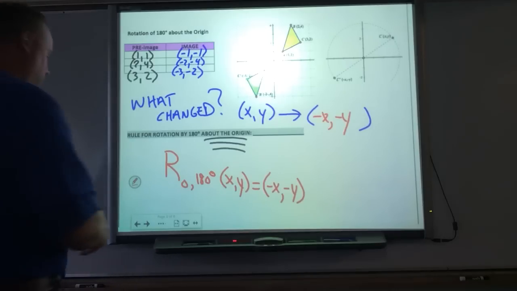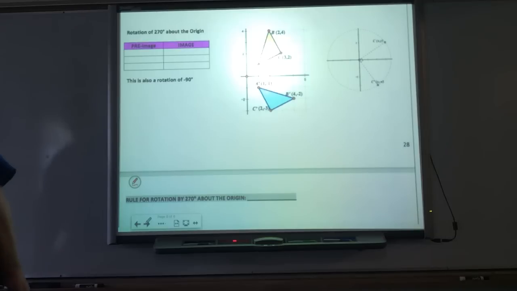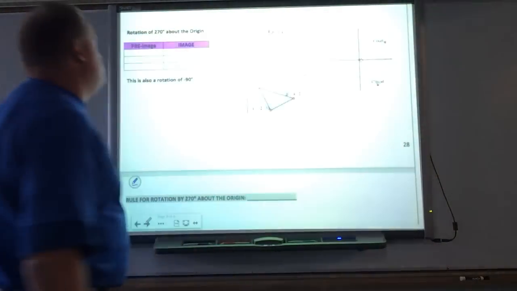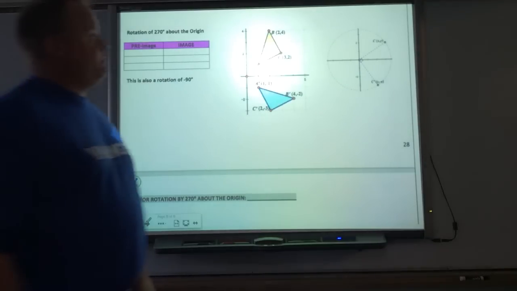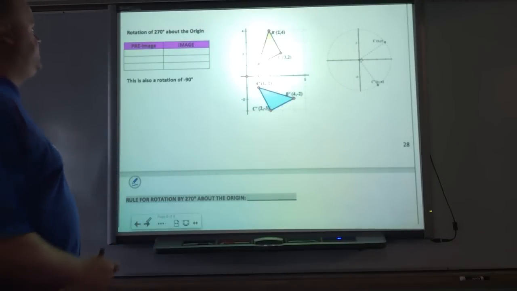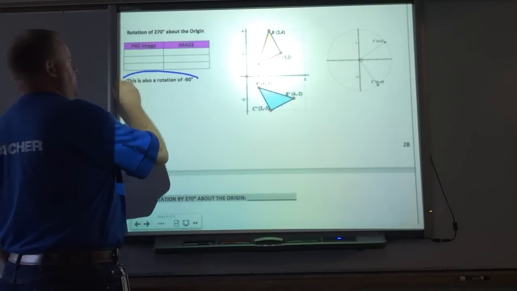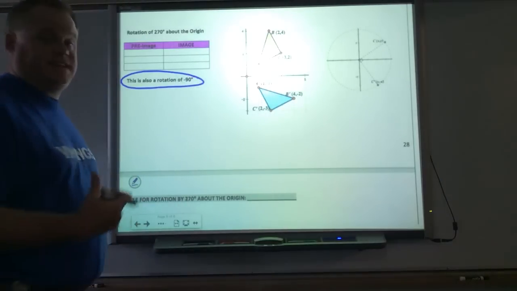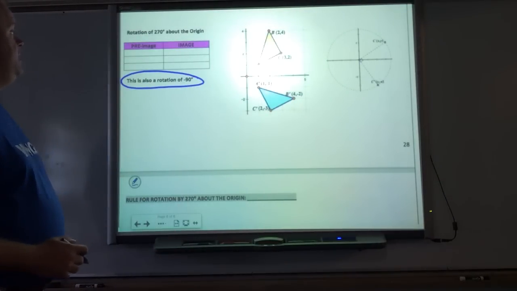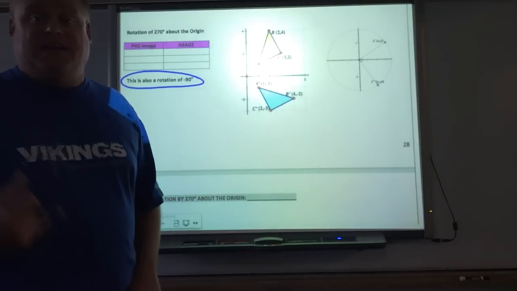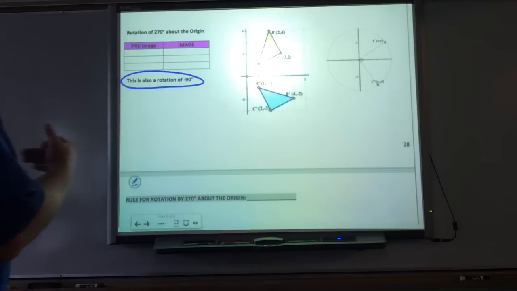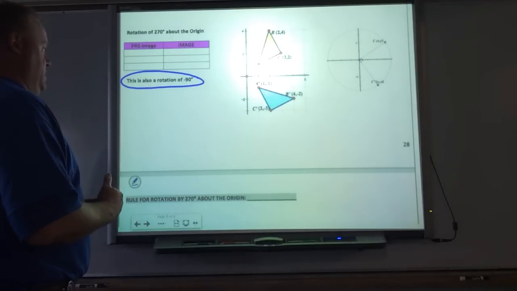All right, moving on. The last one, rotation of 270 degrees. Well, rotation of 270 degrees is 3/4 of the way around, but I also need you to know that this is also a rotation of -90 degrees, and you're going to see that a lot. That 270 degrees positive is going to be the same rotation as a -90 degrees. Okay, so positive 270 is the same as a -90.